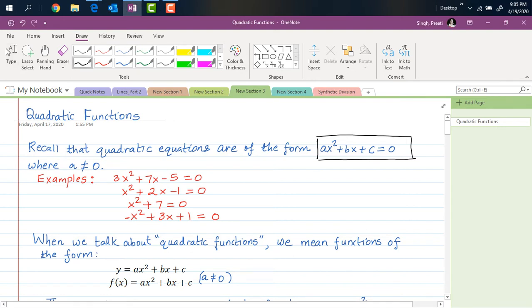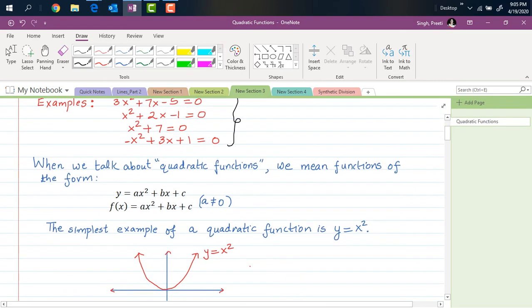Some of the examples of quadratic equations are right here. 3x squared plus 7x minus 5, x squared plus 2x minus 1, x squared plus 7 minus x squared plus 3x plus 1 equals 0.